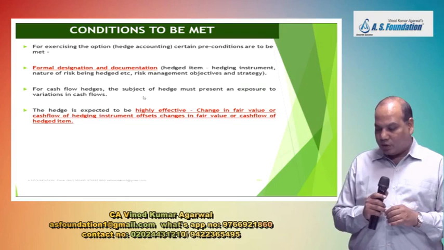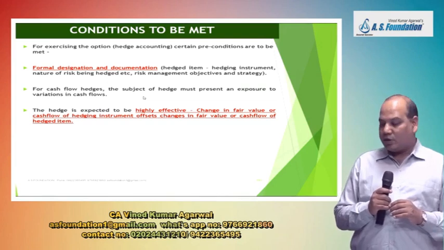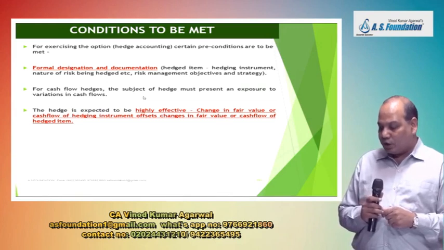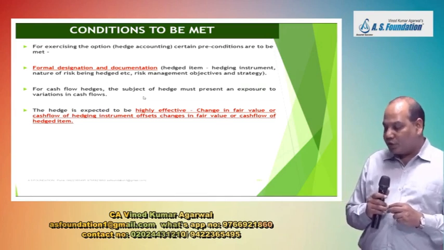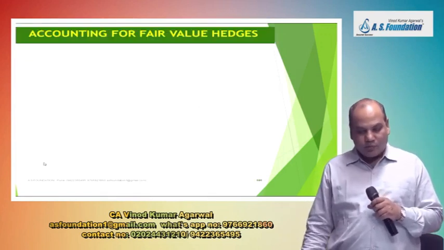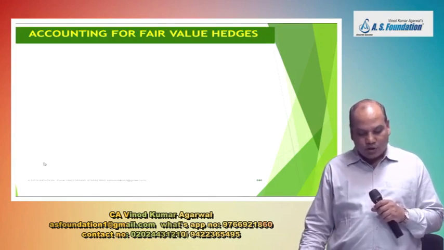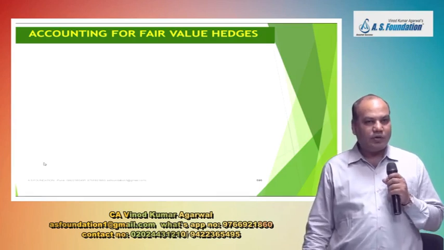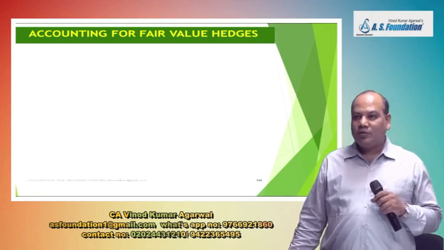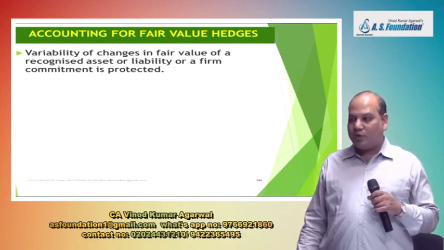Next two lines are printed, don't write. The hedge is expected to be highly effective. That is, the meaning I have written, change in fair value or cash flow of the hedging instrument offsets the change in fair value or cash flow of the hedged item. And then one more point I have written in your notes, hedge is assessed on an ongoing basis for its effectiveness. So hedge has to be continuously effective. Not just for one period, it has to be continuously effective.